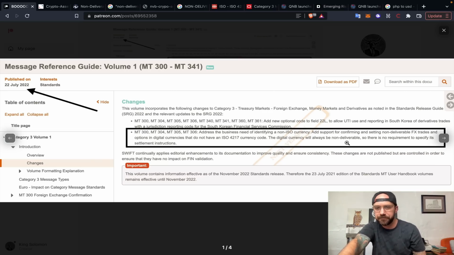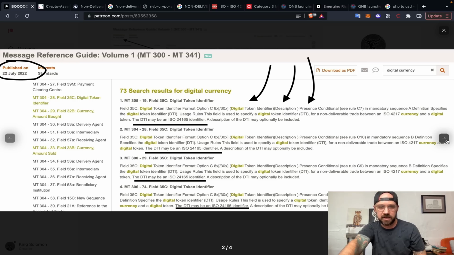We'll go over that in a second. So there's no requirement to specify its settlement instructions. We will go over that in a second here, but here's what we're getting into. They're talking about digital token identifiers for a non-deliverable trade, which we'll go over, between a fiat currency, ISO 4217, and a digital token.